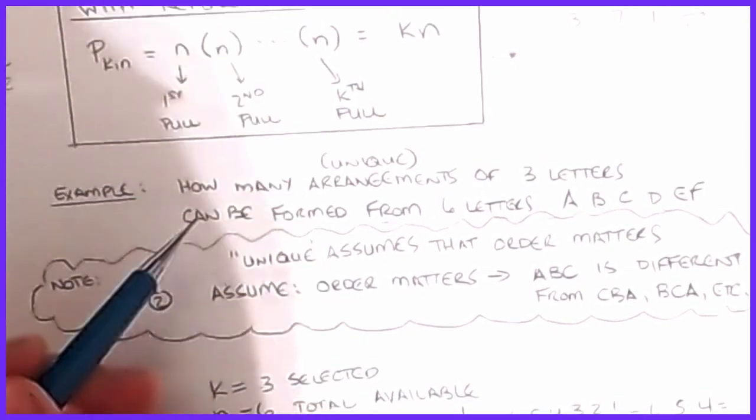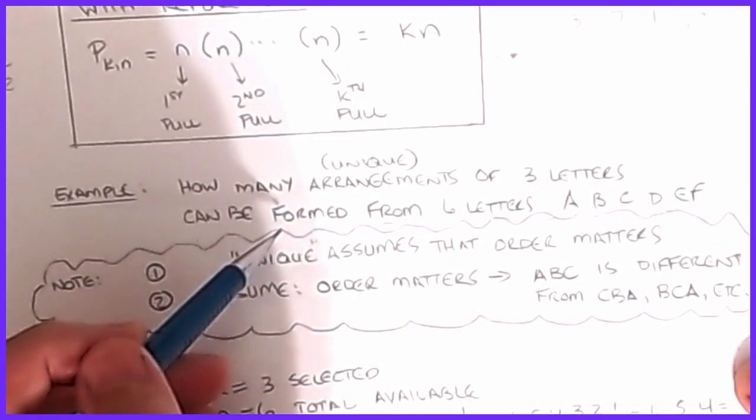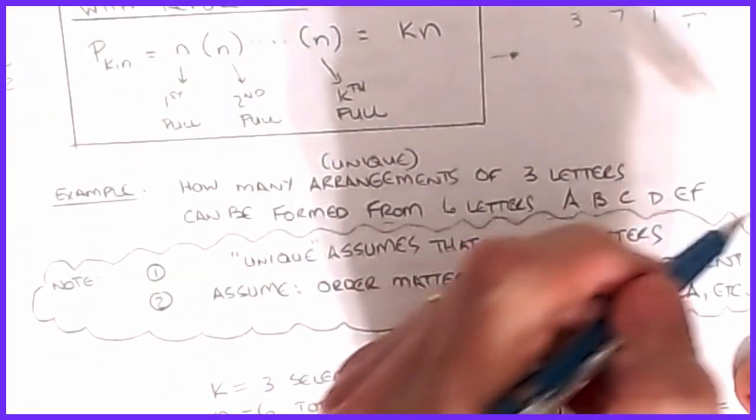Okay, so an example. What we would do is look at how many unique arrangements of 3 letters can be formed from 6 letters: A, B, C, D, E, and F. All right.